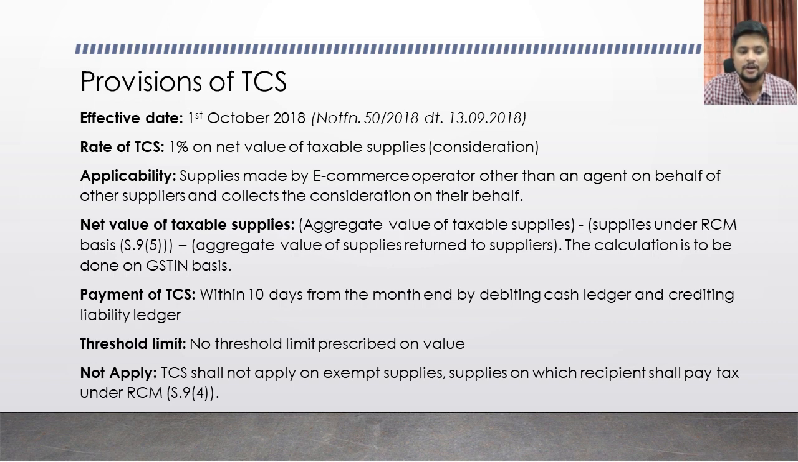Then TCS provisions shall not apply on exempt supplies. As similar to TDS, TCS also will not apply on exempt supplies. Only on taxable supplies TCS will be applicable. And supplies on which the recipient shall pay tax under RCM. Here it says, if the supplies are liable to RCM under section 9 subsection 4, on that also TCS provisions will not be applicable. Clear or not? So there we saw 9 subsection 5 for calculating the net value of taxable supplies. Here TCS provisions itself will not apply if the RCM provisions relating to section 9 subsection 4 are applicable.